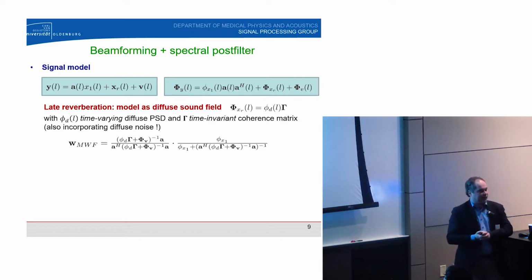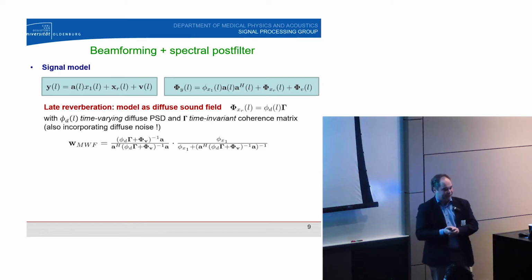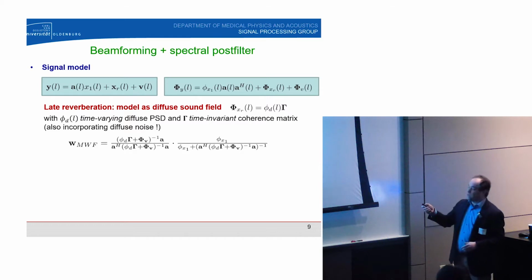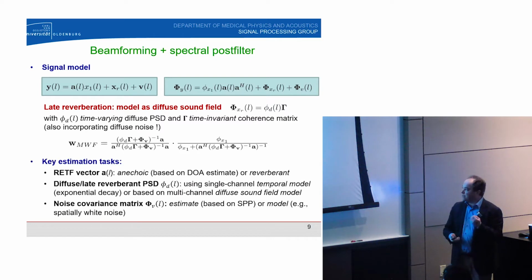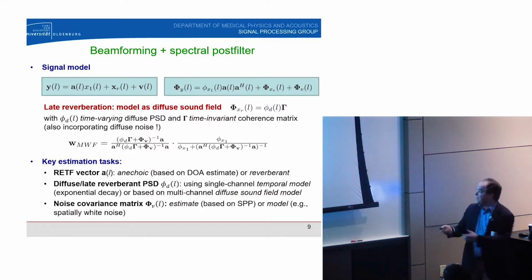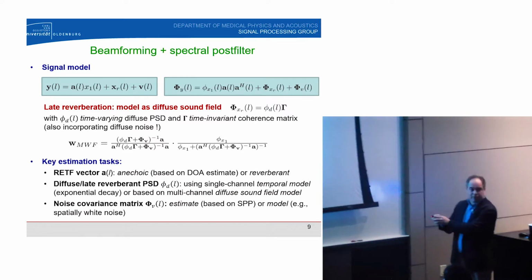And we also model the late reverberation as a diffuse sound field, which is also not really a bad assumption, at least if we then also take into account that the PSD of the reverberation is still a highly time-varying factor. Then we get to this formula, not that important, we just plugged in our quantities. And the key estimation tasks are now really estimating this RTF vector. You could see it as a steering vector.